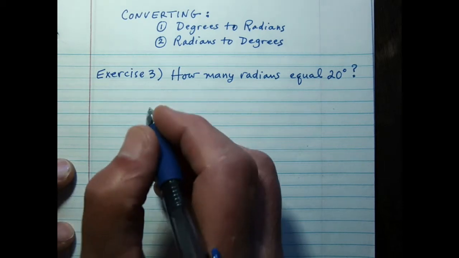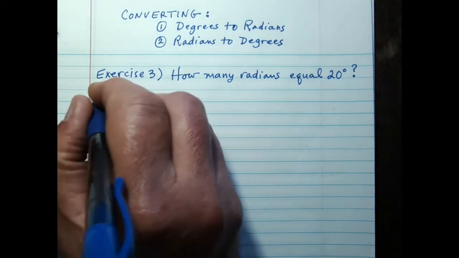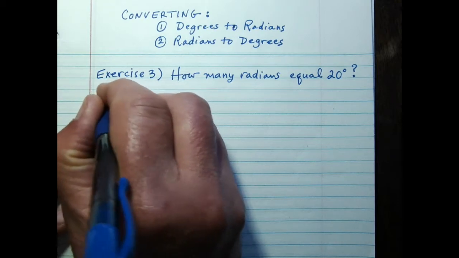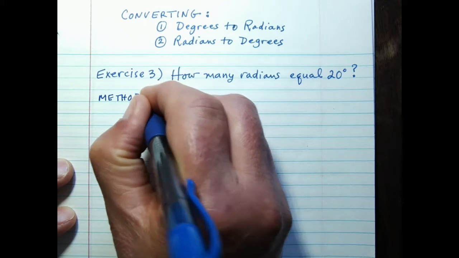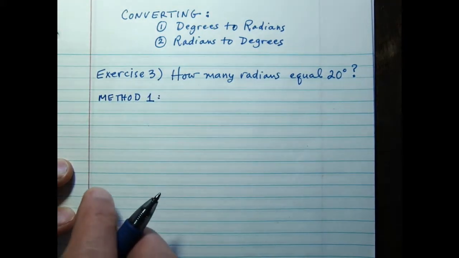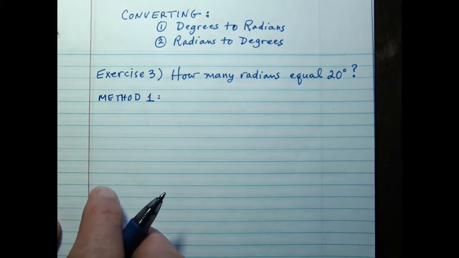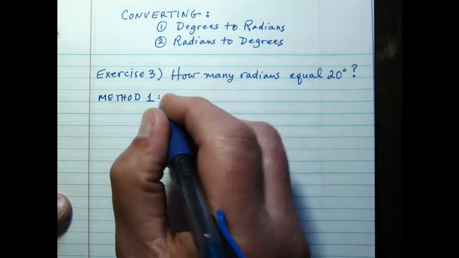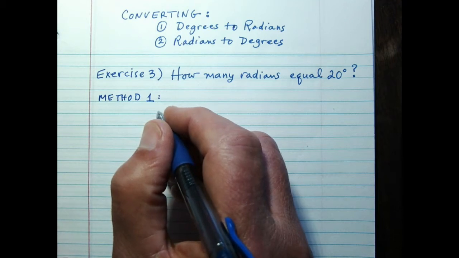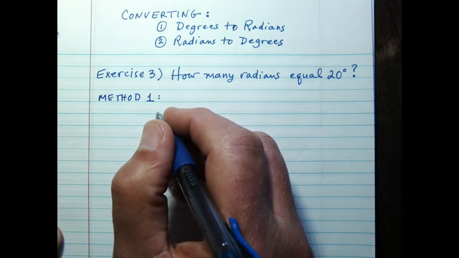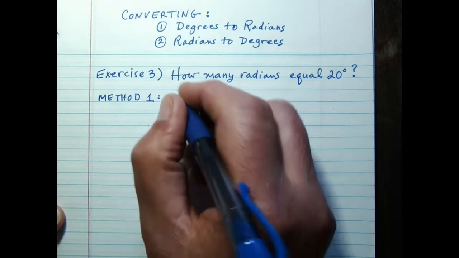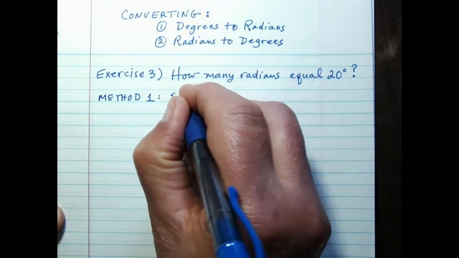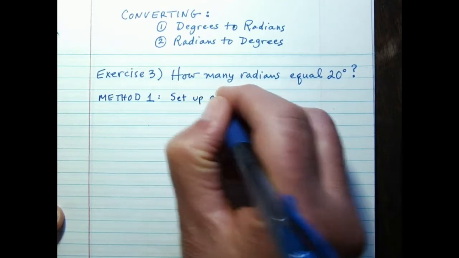Now, I'm going to give you two totally different ways to approach this problem. I'll call them method 1 and method 2. You only need to choose one of these. You don't need to use both. Just pick the one that seems to make most sense for you and stick with it. I can't decide myself whether one or the other is better. I find some students like method 1, some like method 2, so I'm going to give you both. Method 1 involves setting up a proportion.